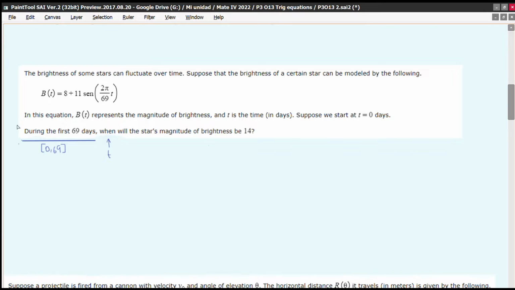So this means I have to bring my equation and equate it to 14 because the brightness is 14. Now, as you should know by now, because we want to find a value of t, we have to leave first my sin expression alone. So to do that, I'm gonna pass everything that is in my way to the other side in such a way that I have sine of 2 pi over 69 times t equals 14 minus 8 over 11. And if I wanna get rid of my sine, I know that I should apply a sine inverse on both sides of my equation.